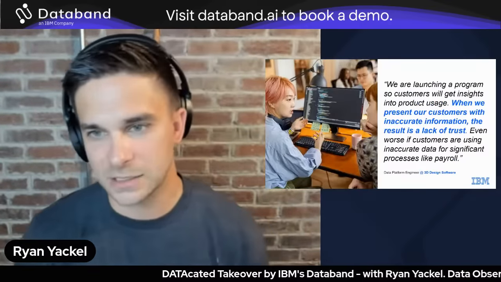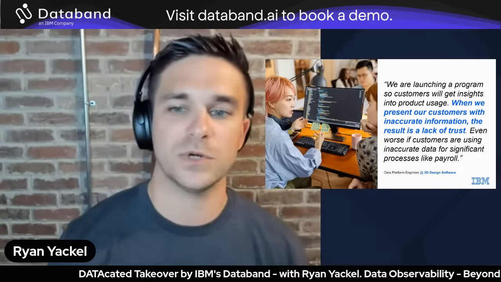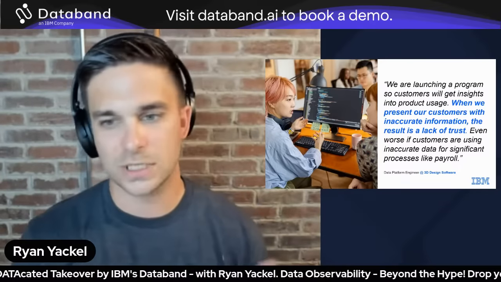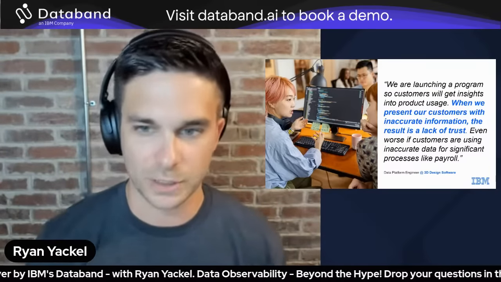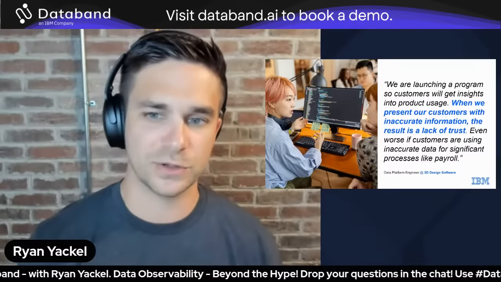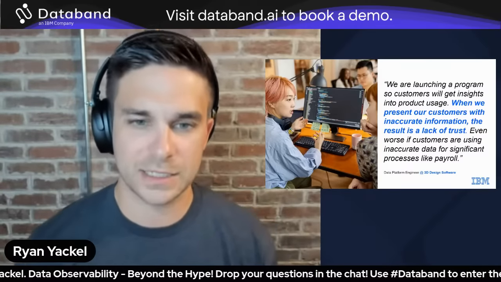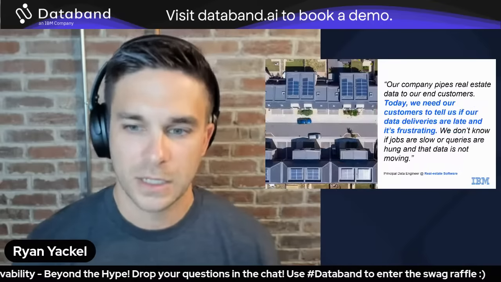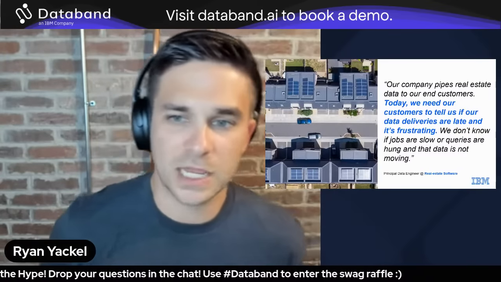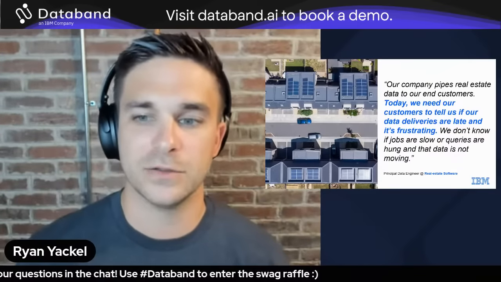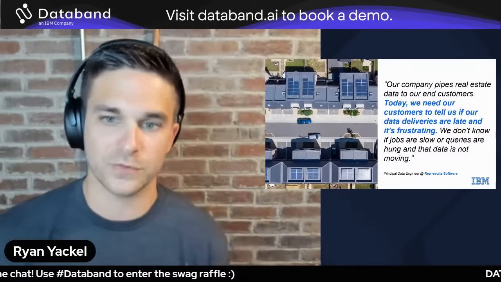This is from a 3D design software company. They said that when we present our customers with inaccurate information, the result is a lack of trust, right? That's a problem for them. The end users or end customers don't trust the data that's being delivered to them. And a real estate software company said that today we need our customers to tell us if our data deliveries are late, and it's very, very frustrating.